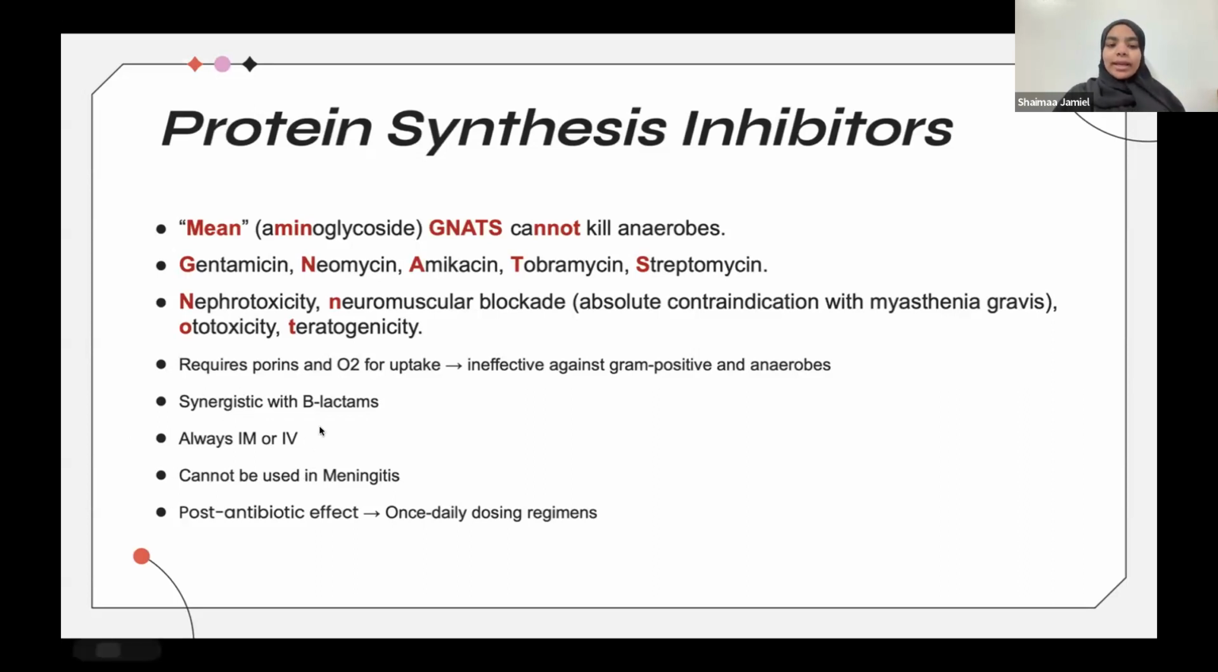And they're always IM or IV, never oral because they cannot get absorbed. So aminoglycosides are not given orally, they're only IM or IV. And since they cannot cross the blood-brain barrier, they cannot be used in meningitis, okay? And something very nice about aminoglycosides is that they have something called the post-antibiotic effect, which means that even if the concentrations of the drug in the blood went down, it will still have an effect, therefore allowing the drug to be given only once daily, okay? So this is for aminoglycosides.